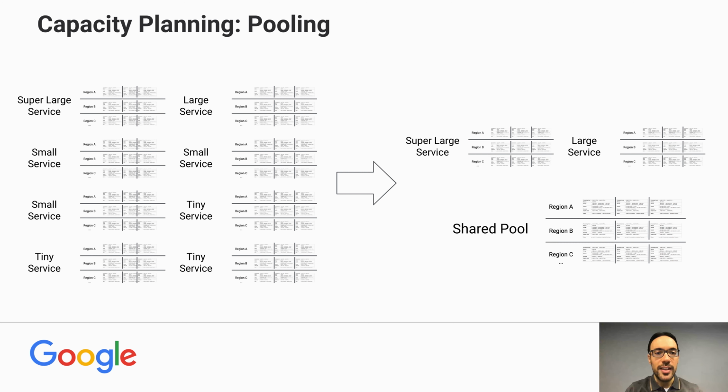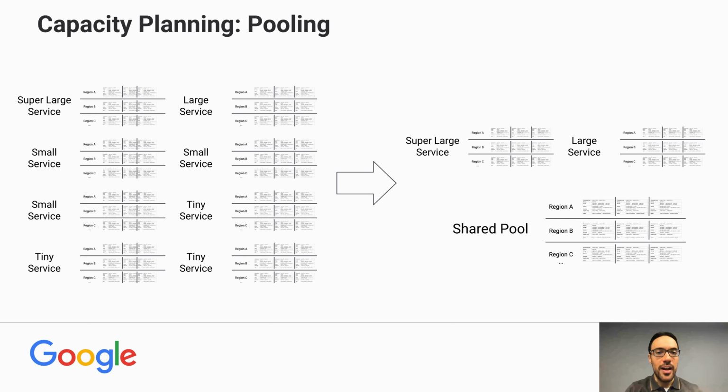Pooling is a strategy that can be applied to decrease complexity on planning and also resource fragmentation, hence improving the efficiency of the services. Pooling consists of grouping resources together so that several services can share them instead of having separate allocations of resources per service.